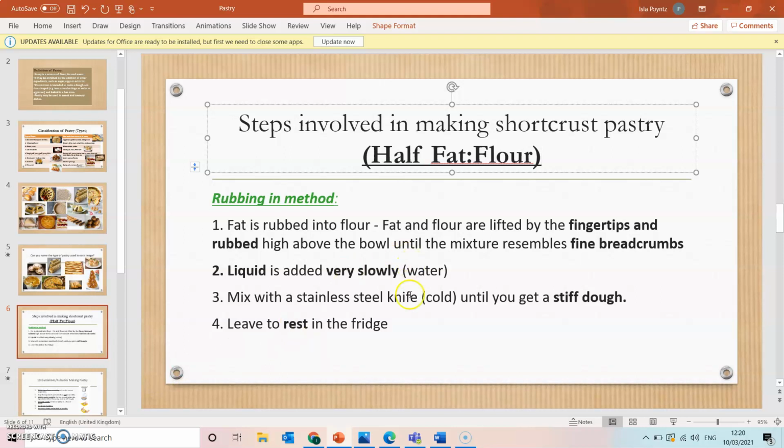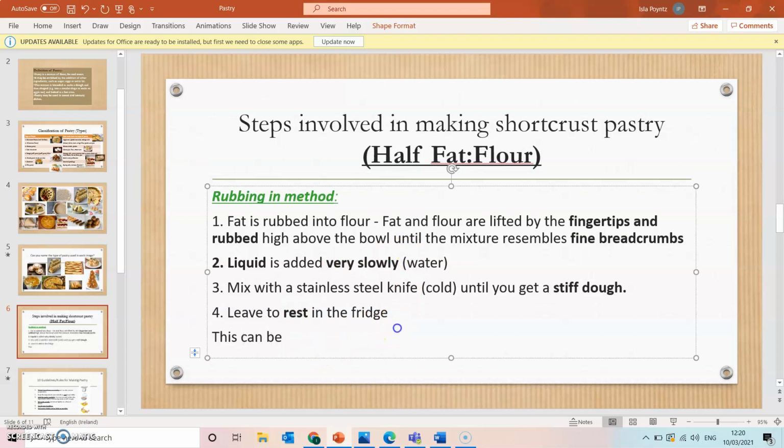Okay, and that can be used to make, for example, okay, I'm just going to write it here, this can be used to make sausage rolls. It can be used to make quiche Lorraine. It can be used to make apple tart. Okay?